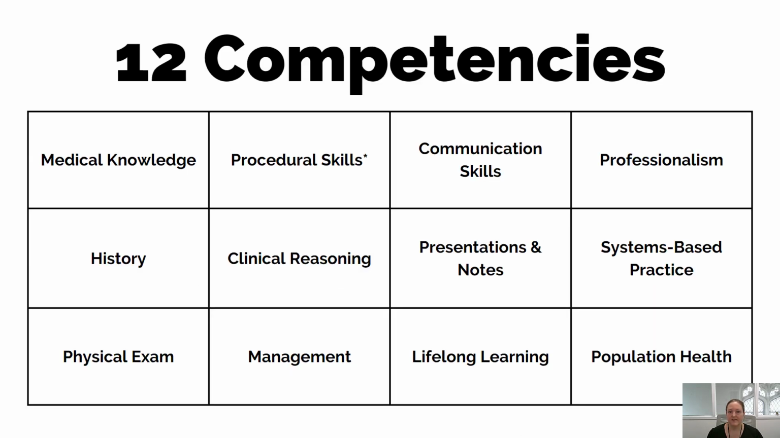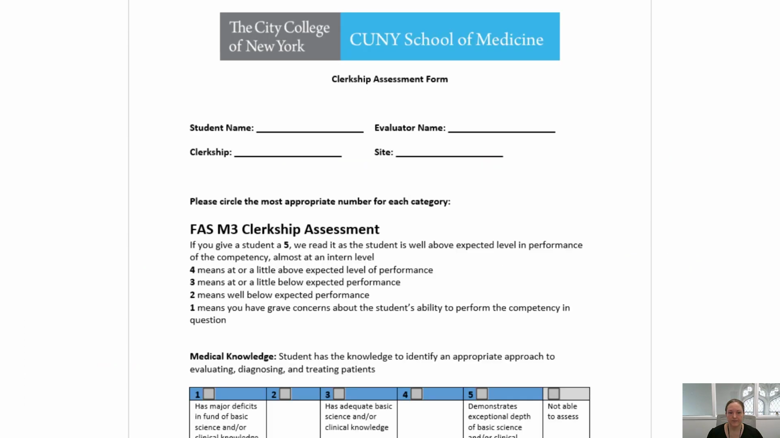Our form covers these 12 competencies. There's an asterisk next to procedural skills because these are only assessed in the procedural specialties. And at the top of the form, you can find our global rating scale. If you give a student a 5, we read it as the student is well above expected level in performance of the competency, almost at an intern level. So this is a high bar, but should be achievable even for our third-year medical students.